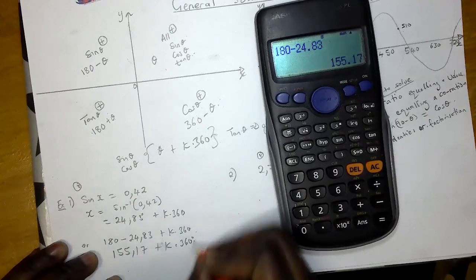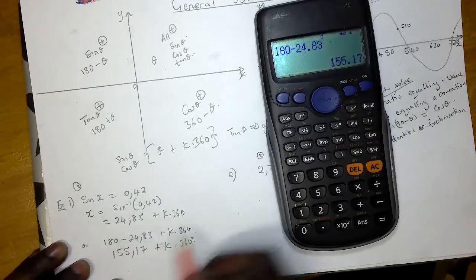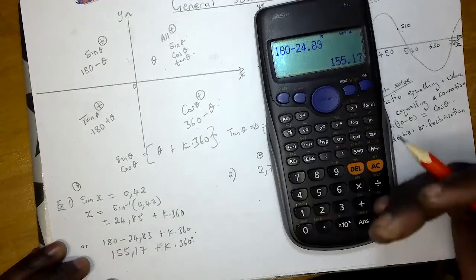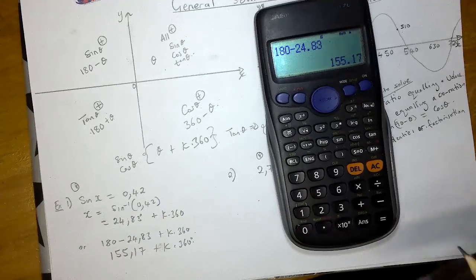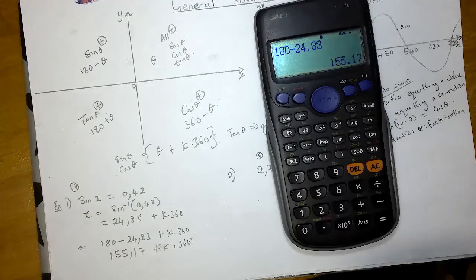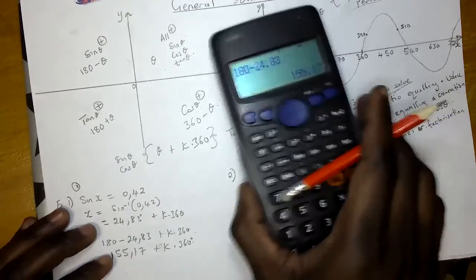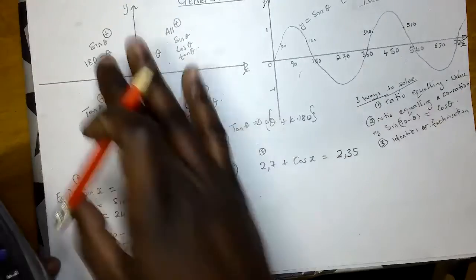Always you must know that you must always get two values, because your tan, your sine, and your cos are positive in two quadrants. The first one is the first quadrant where the acute angle is, and the second one is its own quadrant, like here, the second quadrant for sine.